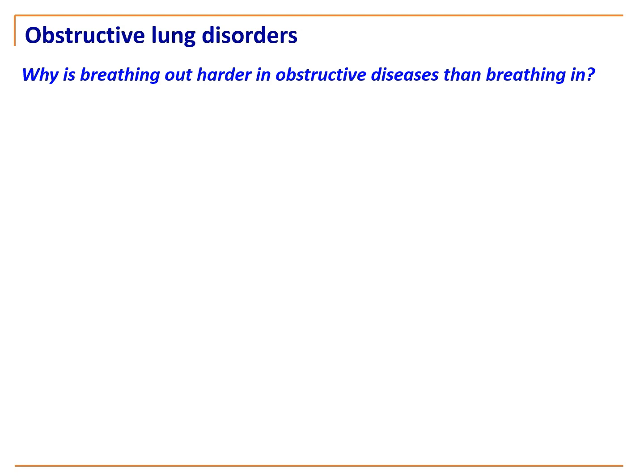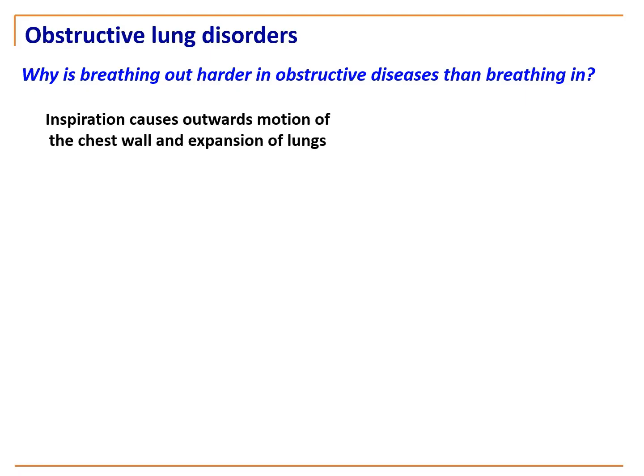So remembering what happens when we breathe in. When we breathe in, that causes the outward motion of the chest wall and expansion of the lungs. So the chest is expanding and the airways naturally widen. Even if they're constricted, we're still pulling them open. So they are getting pulled more open, and therefore you are still able to get air in fairly effectively. The airway diameter increases and air can enter the lungs.